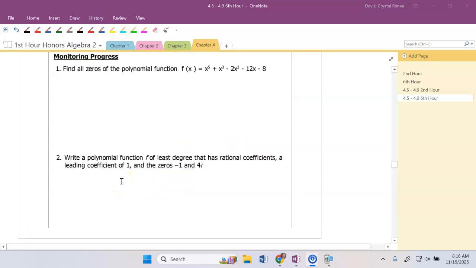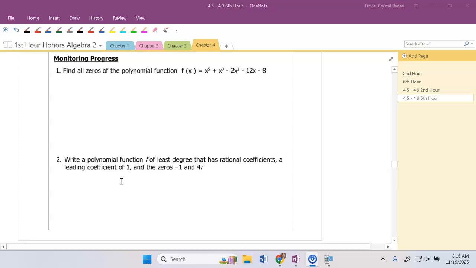So here's to monitoring progress, guys. I would encourage you to at least do this one because we didn't have a practice on your own, and this one's easier than the first one we did. So I'd at least do two, but I would do both of these and then check your answer. If you pause this, work these both out and then come back, I'll have them worked out for you so you can check yourself.